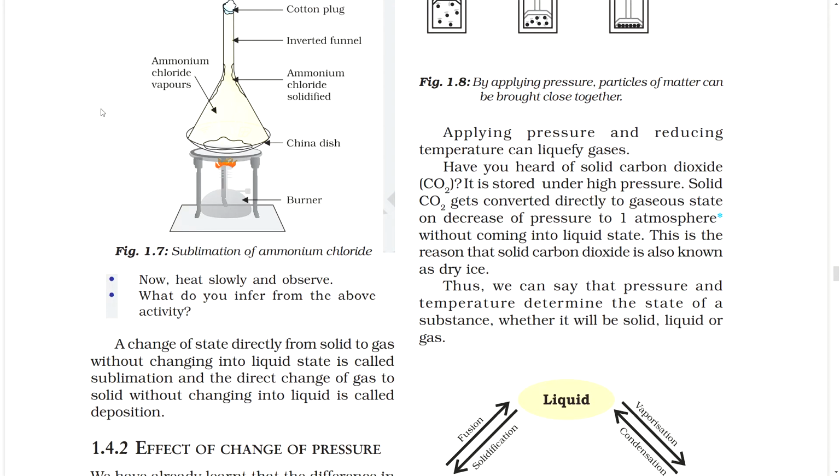What do you infer from the above activity? Comment this. A change of state directly from solid to gas without changing into liquid state is called sublimation, and the direct change of gas to solid without changing into liquid is called deposition.